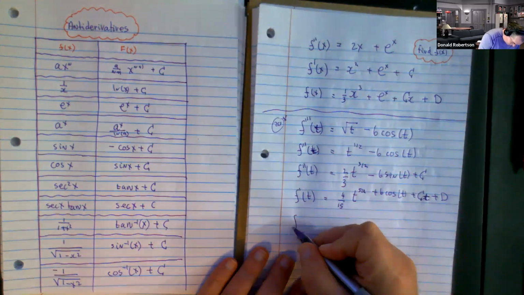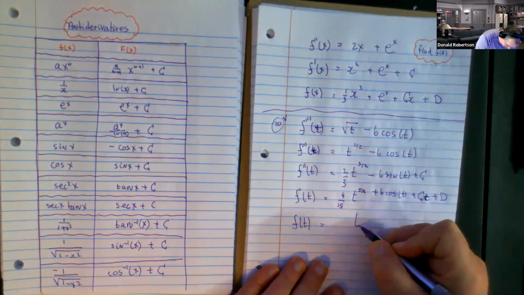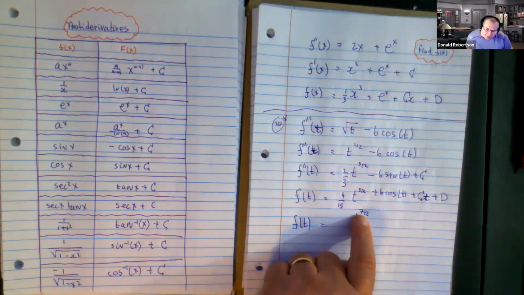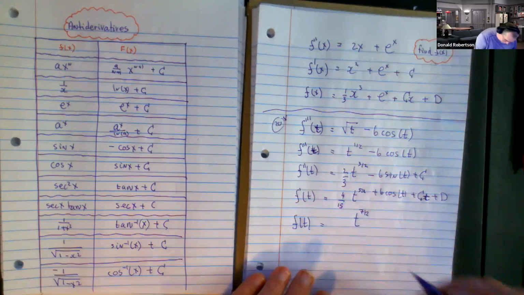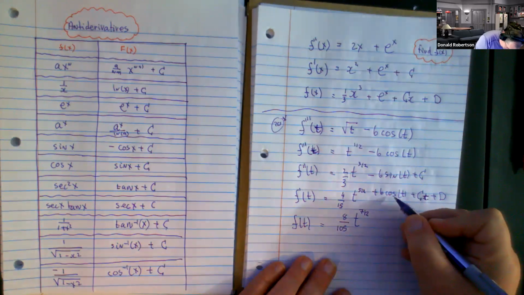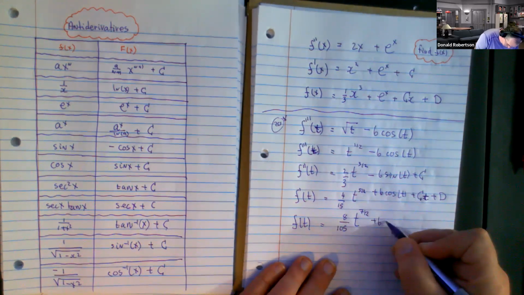And one more time. Add 1 to the power. Now you've got 7/2. Divide by the new power is the same as multiplying by 2/7, which is why that is 8/105. If you find the antiderivative of 6 cosines, you get 6 sines.